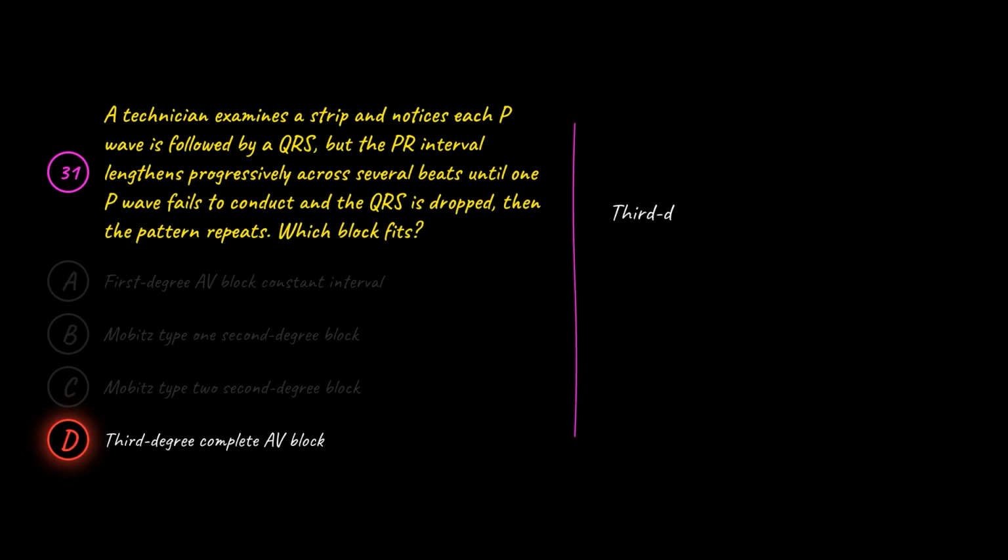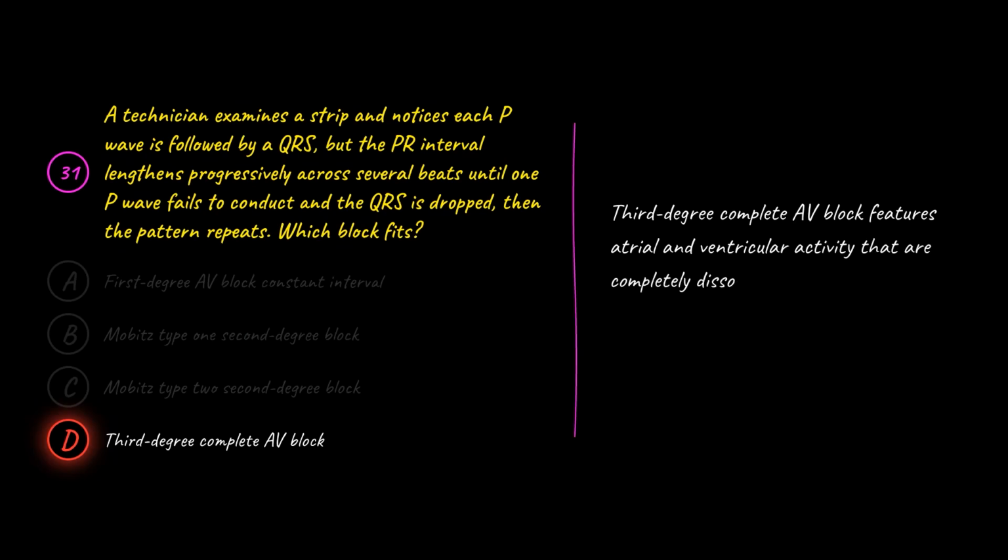D is wrong because third degree complete AV block features atrial and ventricular activity that are completely dissociated with no conducted relationship. A pattern that resets after a drop is not complete block.